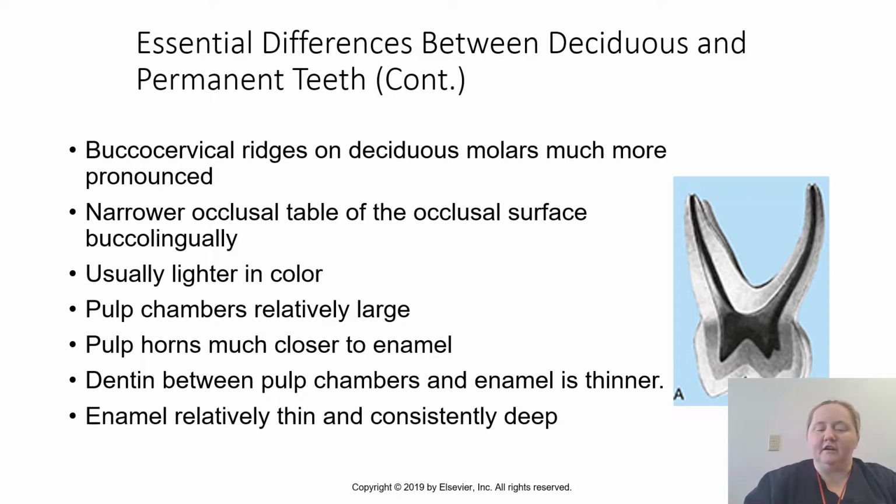Usually lighter in color. The pulp chambers are relatively large. Pulp horns are much closer to the enamel. And that's significant because if a child gets decay in that pit, it's going to abscess quicker, okay, because their pulps are so much bigger and those pulp horns are so much bigger. Dentin between pulp chambers and enamel is much thinner, and the enamel is relatively thin and consistently deep. So thin, but goes in deep.